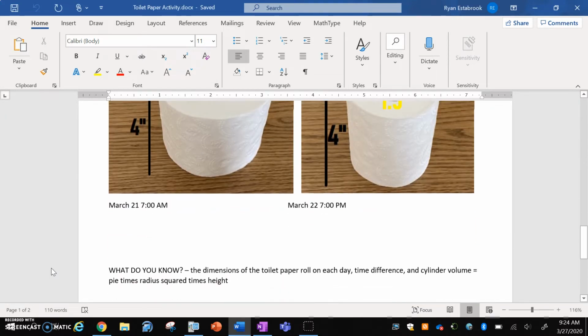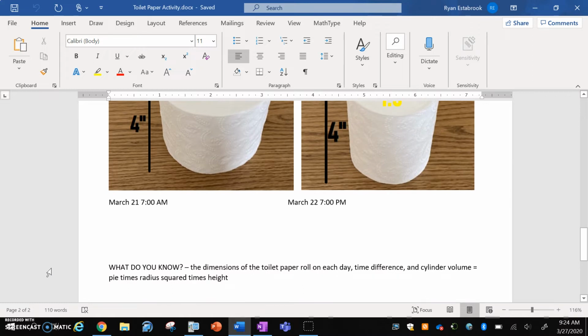And scroll down a little bit. Question, what do you know? She says, I know the dimensions of the toilet paper roll on each day. I know the time difference, and I know the cylinder volume is pi r squared times the height.